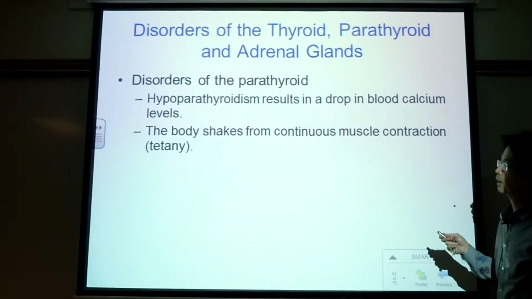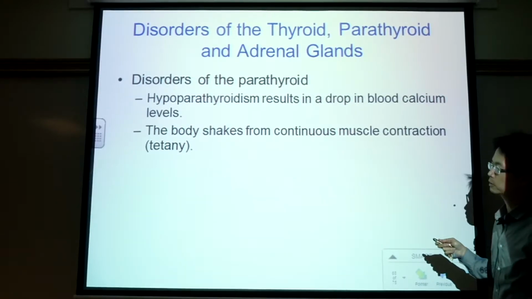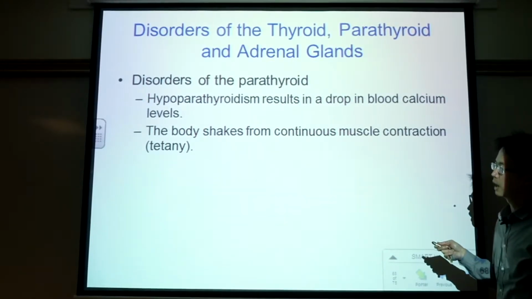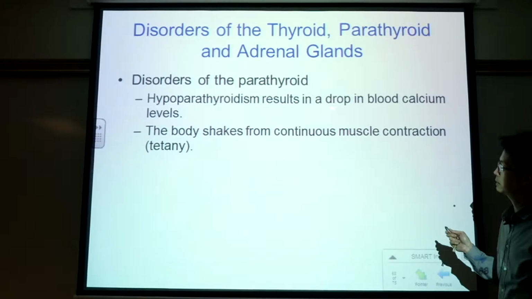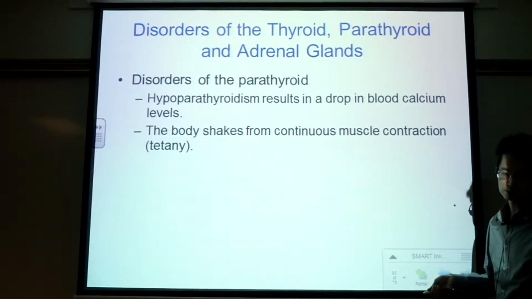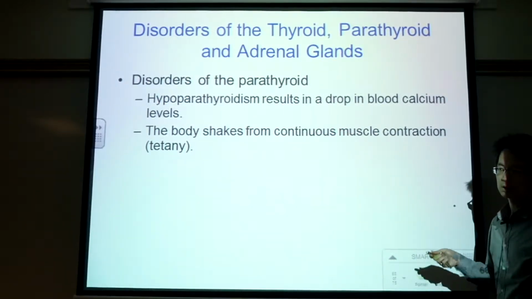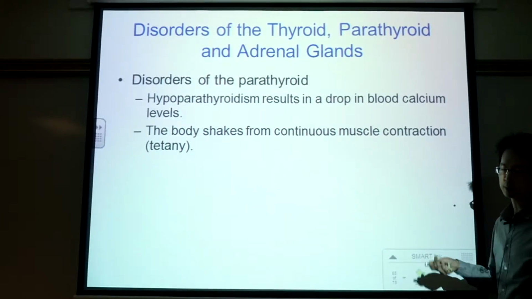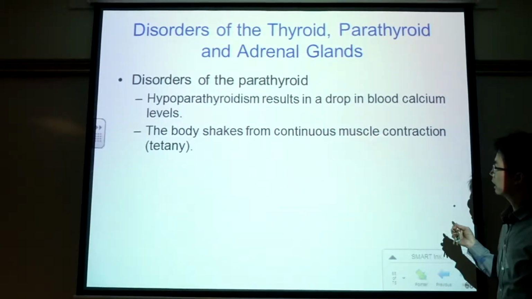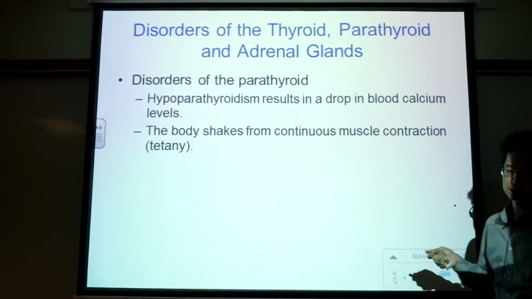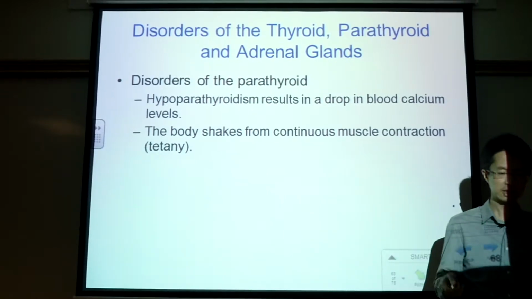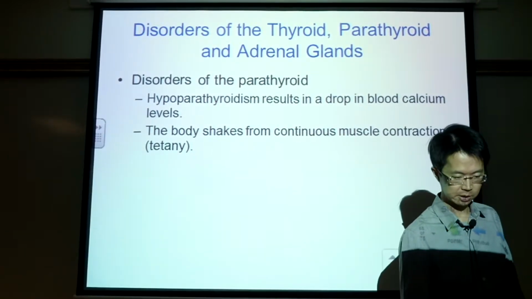And then what about the parathyroid? If we have a parathyroid malfunction, it can cause something called hypoparathyroidism, meaning that the blood calcium will drop. The blood calcium is too low. What will happen? When blood calcium is too low, our muscles will contract. This is called tetany, a kind of muscle contraction when we don't get enough calcium in the blood.